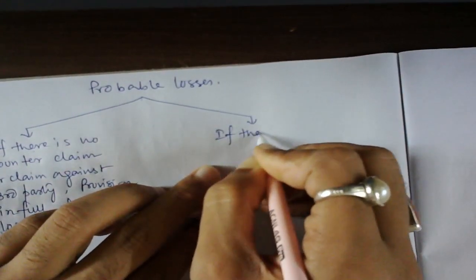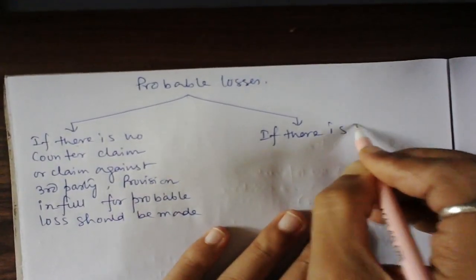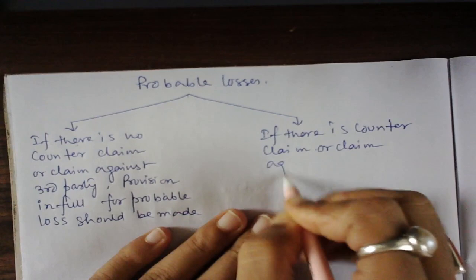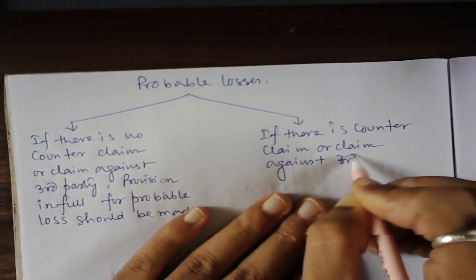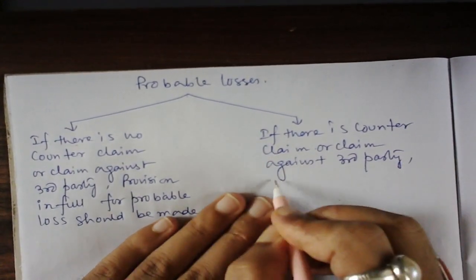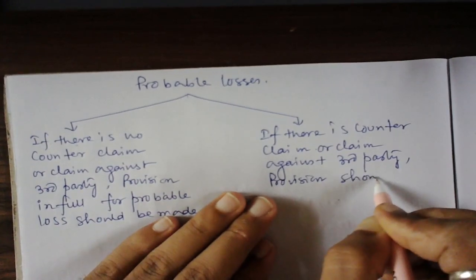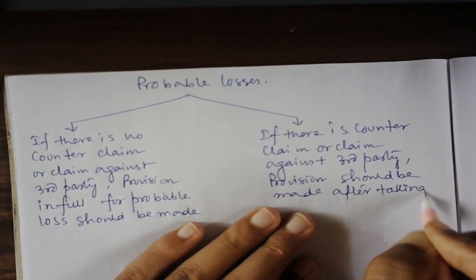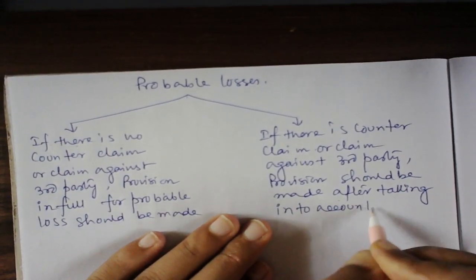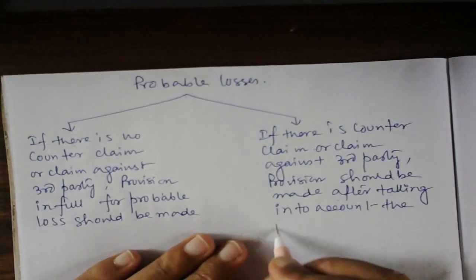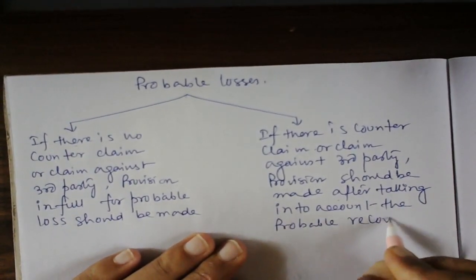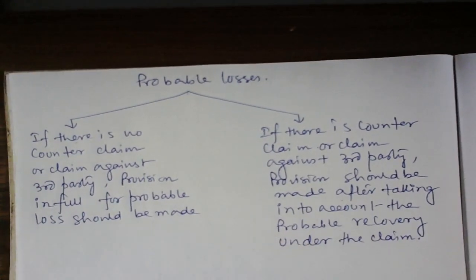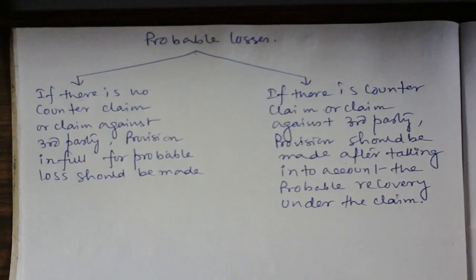If there is counterclaim or claim against third party, provision should be made after taking into account that probable recovery under the claim. चलिए इसको समझते. These are the two cases with respect to the accounting of the probable losses.